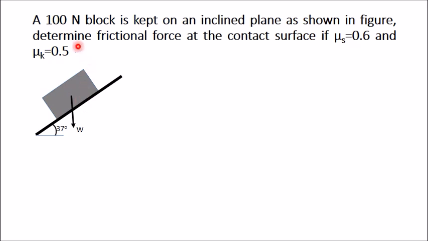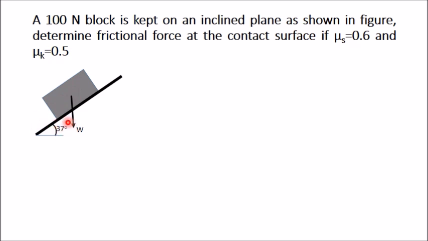This block, its weight is given as 100 Newton. It is kept on an inclined plane. We don't know whether this block is moving downwards or not, that means whether this block is accelerating downwards or not. This can be checked by this angle. If this angle is more than the angle of repose, in that particular case, this block will start sliding downwards. That means this block will be accelerating downwards.